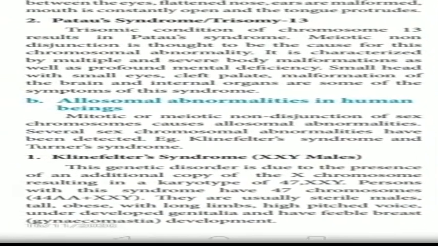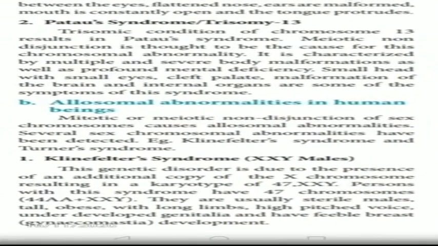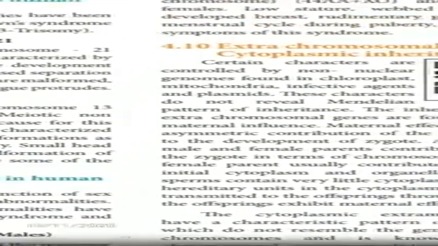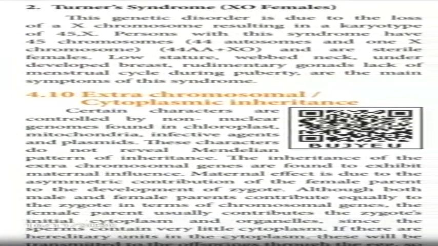And poorly developed genitalia. What does it mean, poor genitalia? The reproductive organs may be less developed, immature reproductive organs, that is underdeveloped genitalia, and feeble breast development. The breast, the milk producing gland, doesn't grow properly. These are the symptoms of Klinefelter.